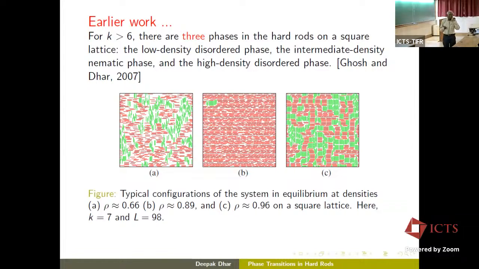So the nematic order parameter is not a monotonic function of density. First, from here to here it increases, and then it goes back to 0 again.